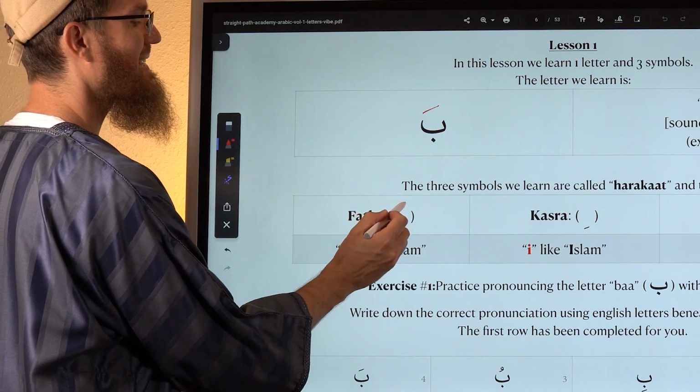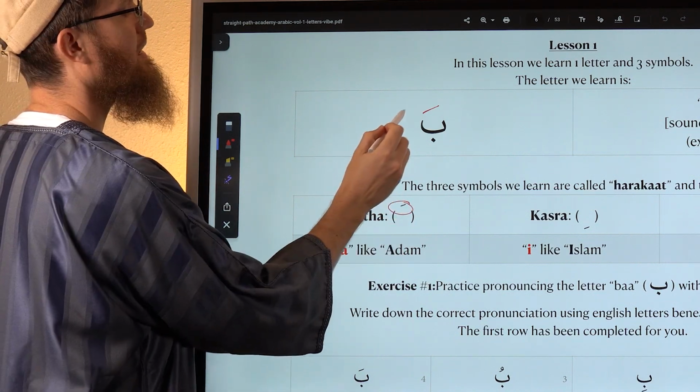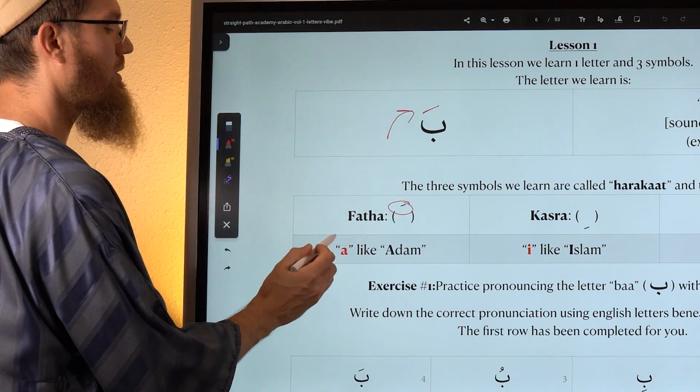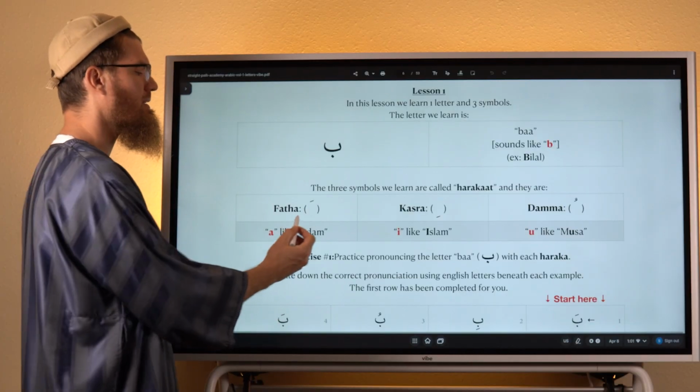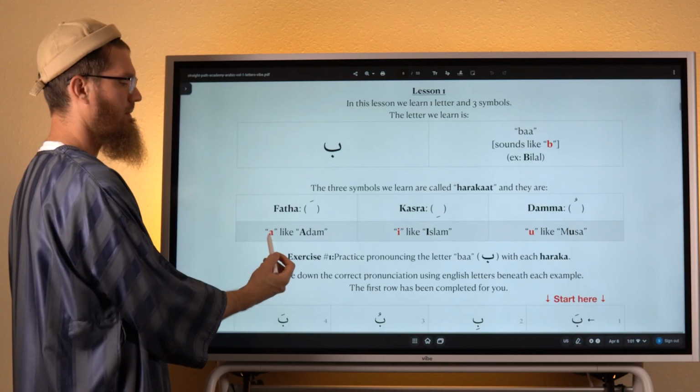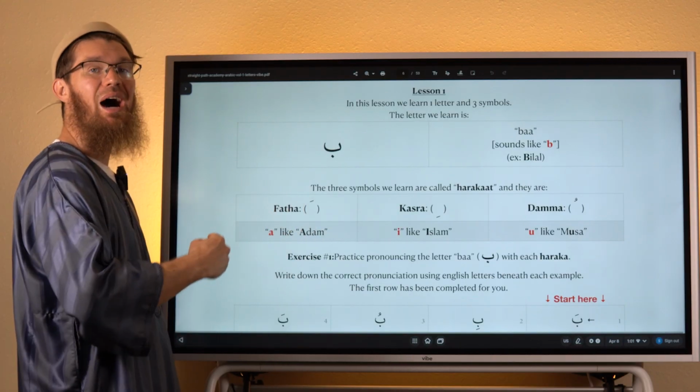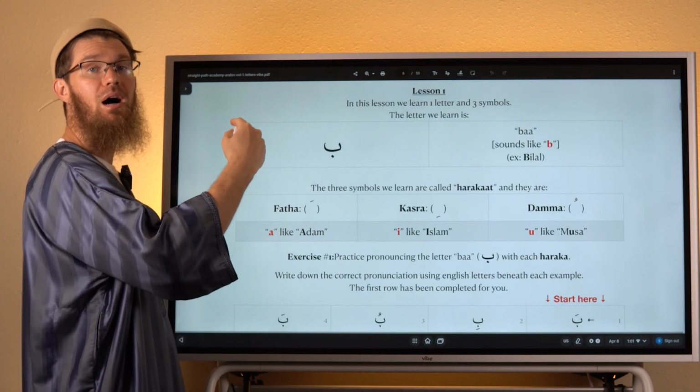So every time we see this line written above a letter, like here above the letter ba, we want to associate it with the sound that an A makes in English. And one thing that might help you remember that this symbol represents the A sound is that it is a line written above a letter.